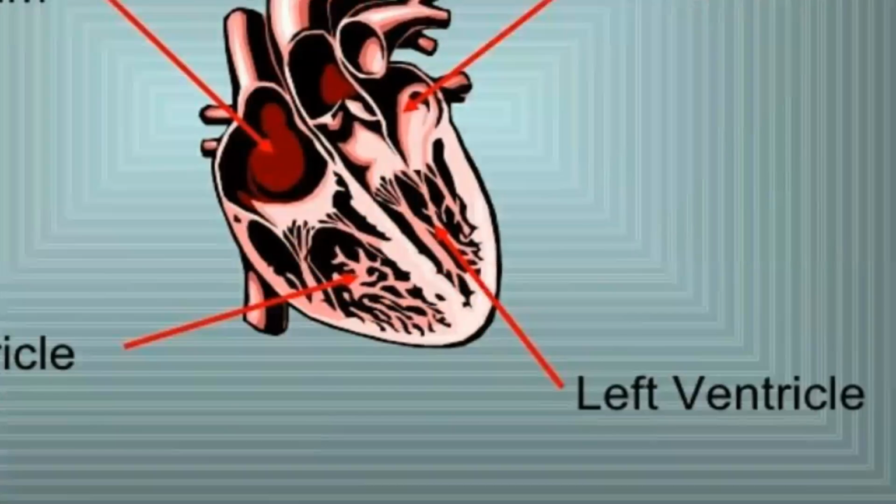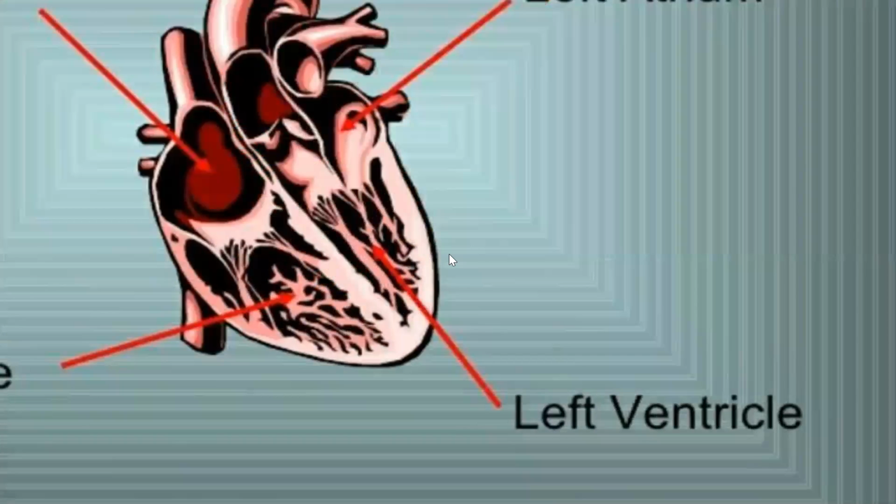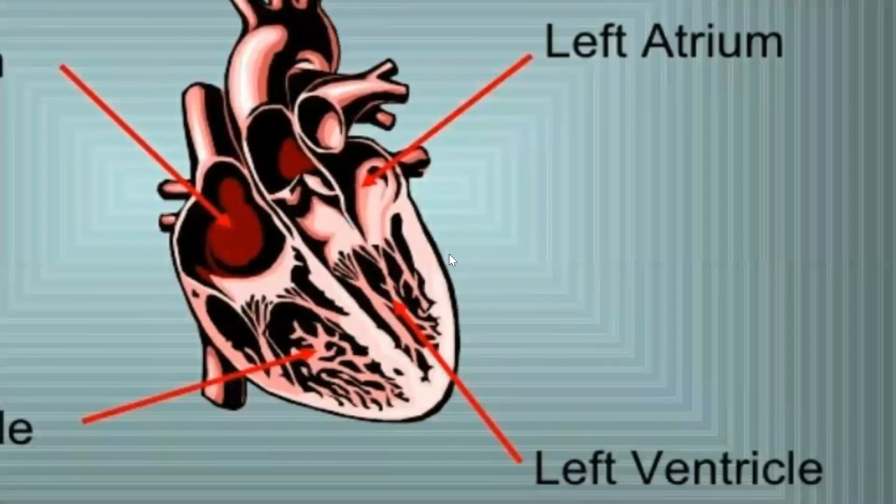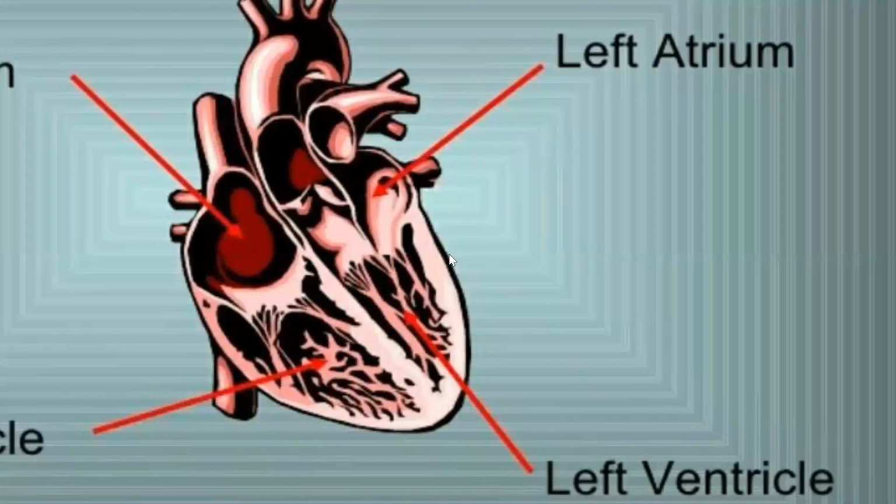Down to this we have the left ventricle. Here in the center we have a valve opening, and that opening is called the tricuspid valve. With the help of that opening, the blood will go down into the left ventricle.